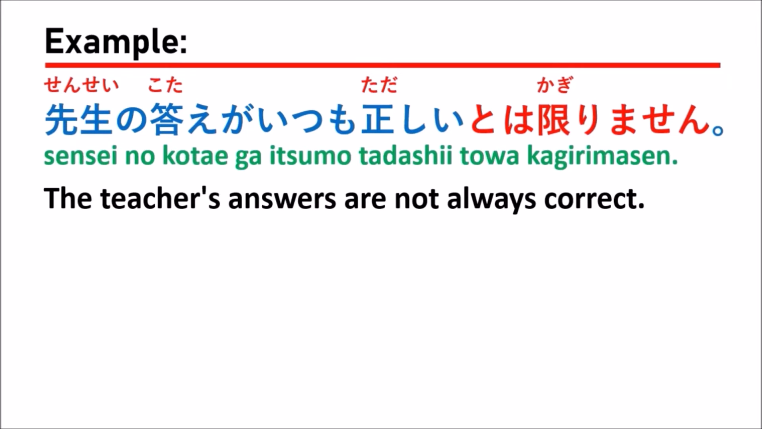Adjective, that means you don't need to change anything after the adjective. That means you just use it in that form. So you see here, they just write tadashii and followed by TOWAKAGIRIMASEN. It's tadashii TOWAKAGIRIMASEN, which means that it's not always true or it's not always correct, right? Sensei no kotae ga itsumo tadashii to wa kagirimasen, which means the teacher's answer is not always correct or is not always true, right? Sometimes it's not true, it's not correct, because the teacher is also human. So a human can make mistakes sometimes.